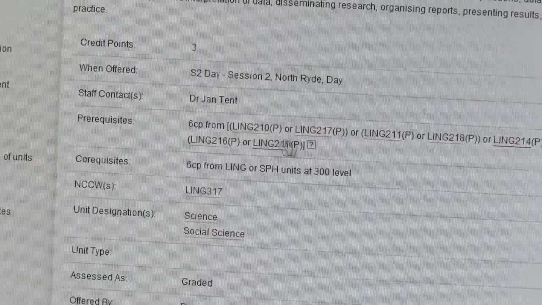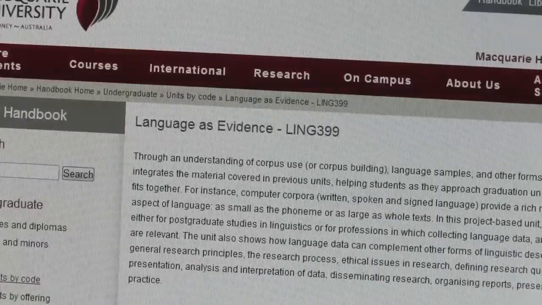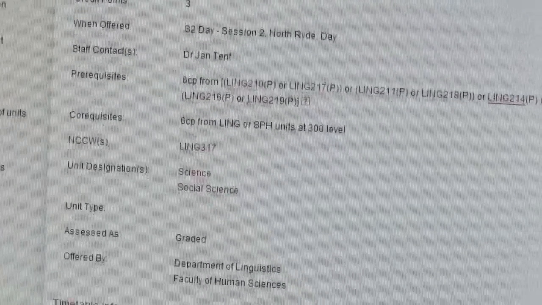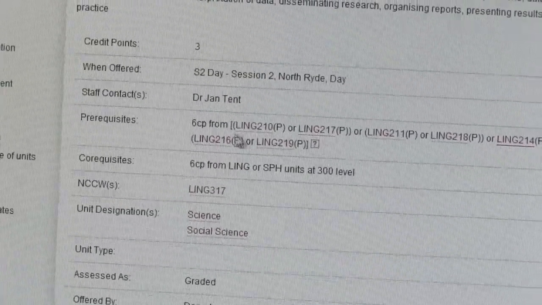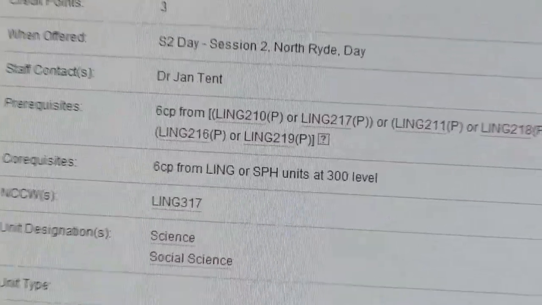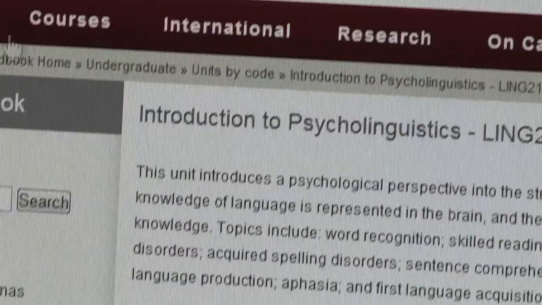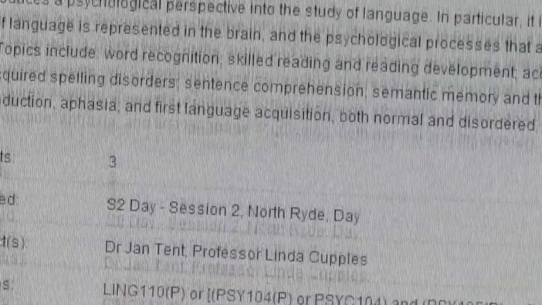Sure. To cover yourself, it's a good idea to work back from your 300 level units to find out what you have to do beforehand. So if you look here at Ling 399, it says you need to have done 2 units from this list. And if you decide to do Ling 214, click on that and it says you need to have done Ling 110 or one of the other units there.